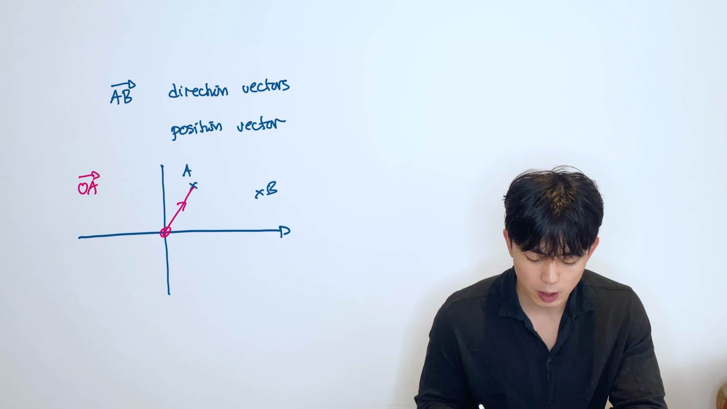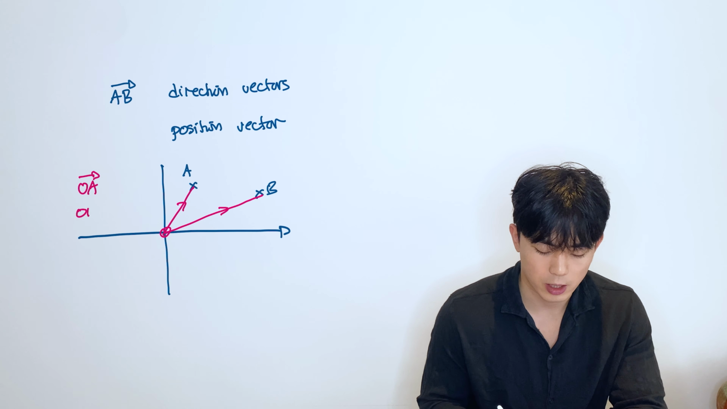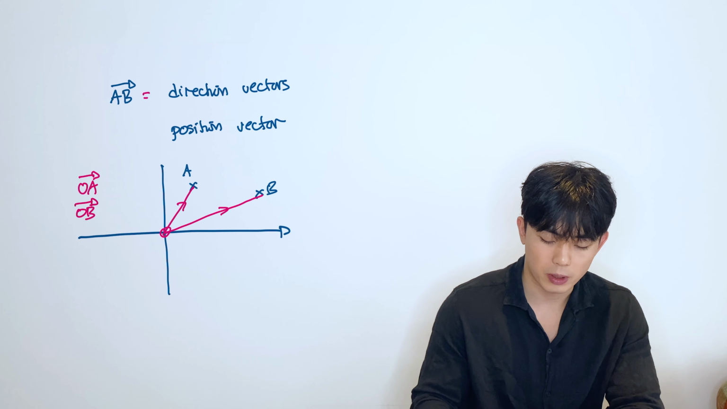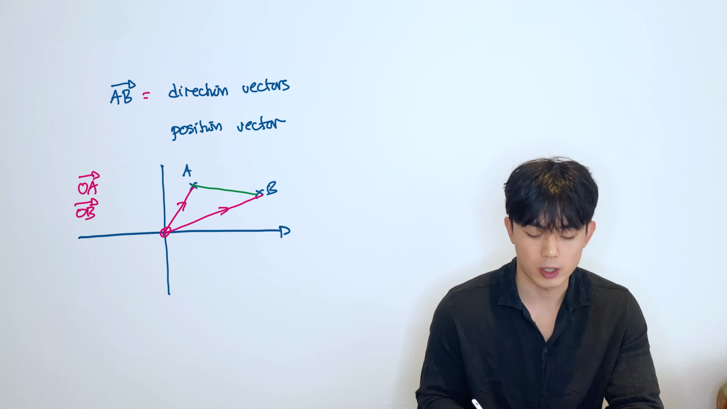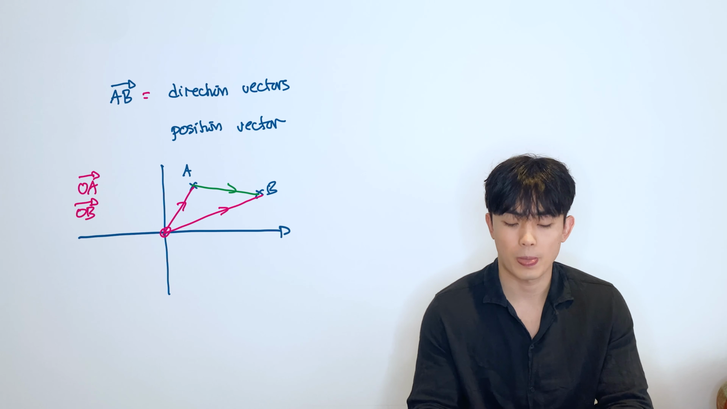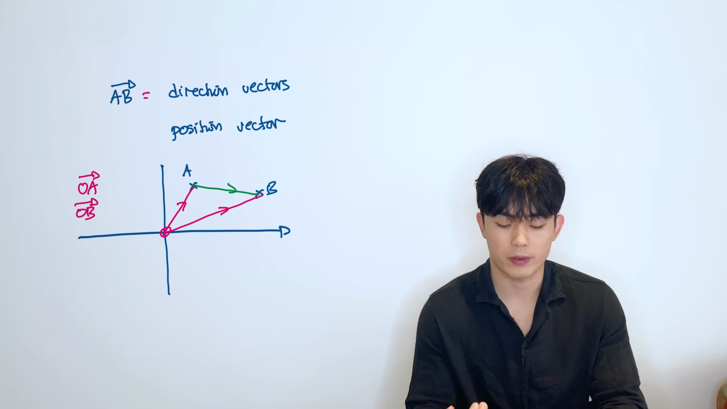Same thing with OB. This is also a position vector. However, AB is a direction vector because it's not relative to the origin, it's just relative to each other. It's saying, well, how do I start from A and how do I get to B? And so that's why it's called a direction vector.